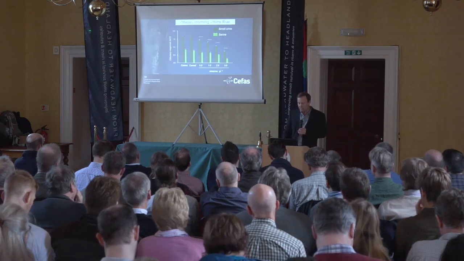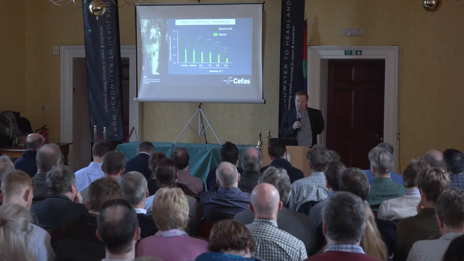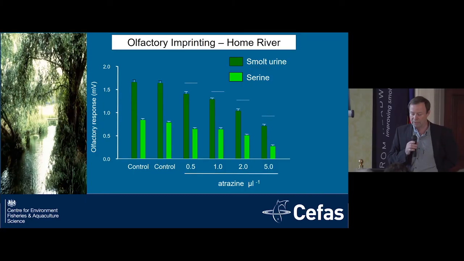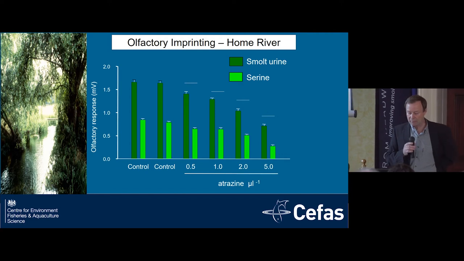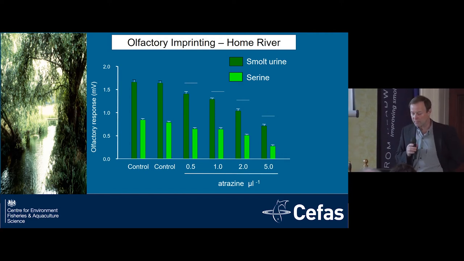Another impact of atrazine on the smolt is that it does affect the sense of smell. Where fish are exposed to, again, very low levels of atrazine, the ability of the smolts to detect specific odorants, such as urine, which we think is used in the imprinting process in the smolts, is significantly reduced. So at 5 micrograms per litre, you can see that the ability to smell particular odorants is significantly reduced.